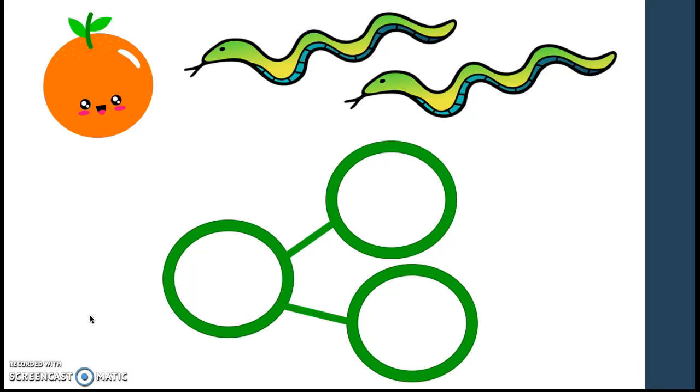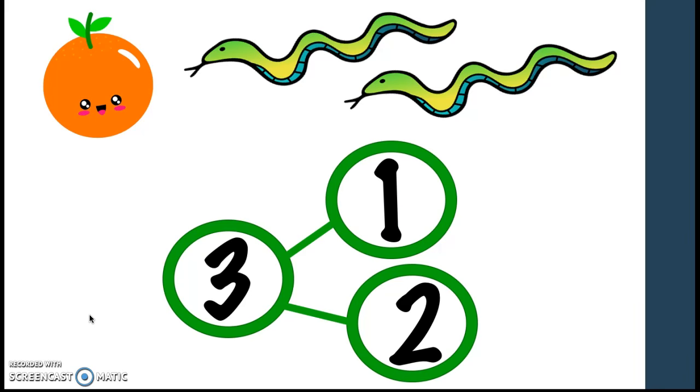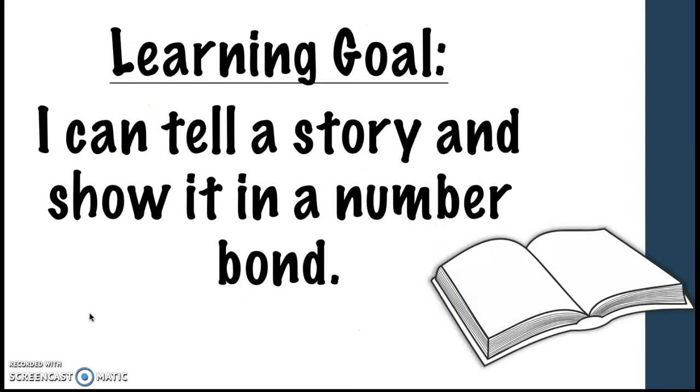Okay, ready? Well, I know altogether that there were 3 friends. 1, 2, 3. And then remember I said 1 orange rolled across the floor, and then the 2 snakes came in to see if he was okay? So those are going to be the parts of my whole group of friends. Does your number bond look like mine? It does. Friend, excellent job. Whew, this is so tricky, but you did a fantastic job listening to the story and filling in the number bond to go along with it, which is great because our learning goal literally said, I can tell a story and show it in a number bond.